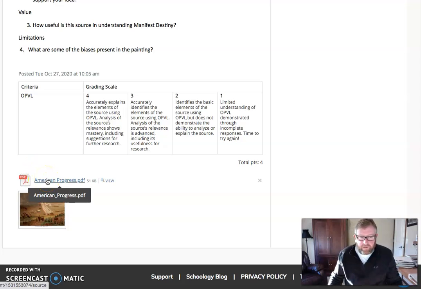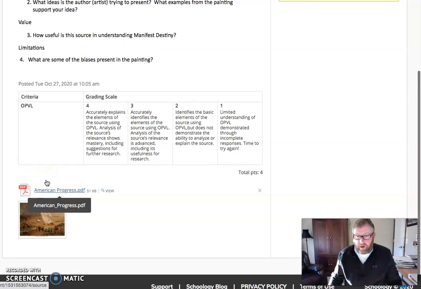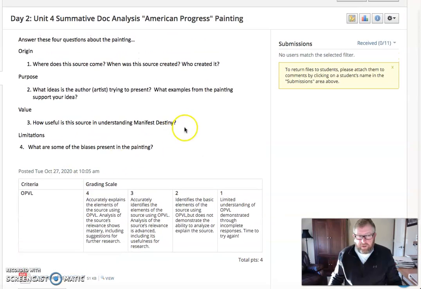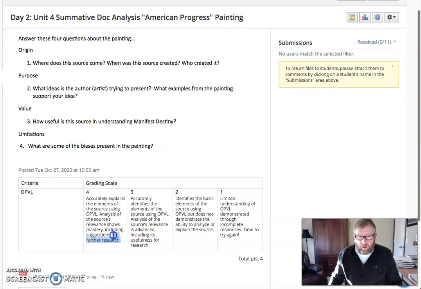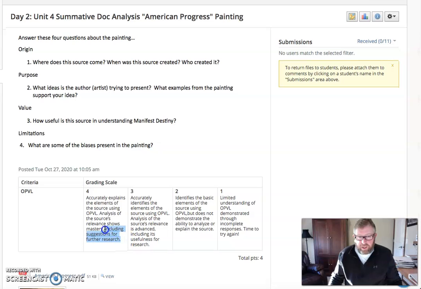There is a reading that goes along with it that gives you some background about this painting, but essentially you're answering these four questions. Keep in mind for a four that you need to include suggestions for further research, which means you're explaining what are the biases and then what could you do to go and find other sides that explain those biases. Where could you go for that?